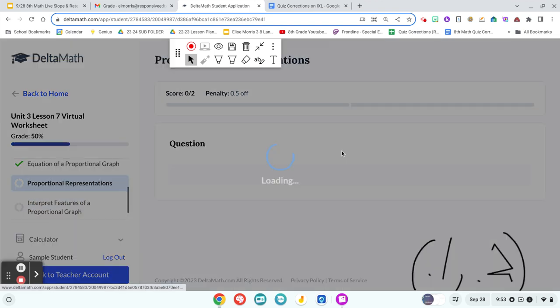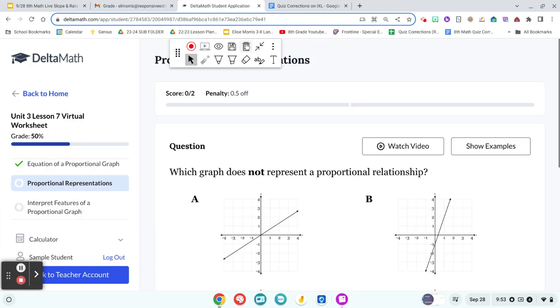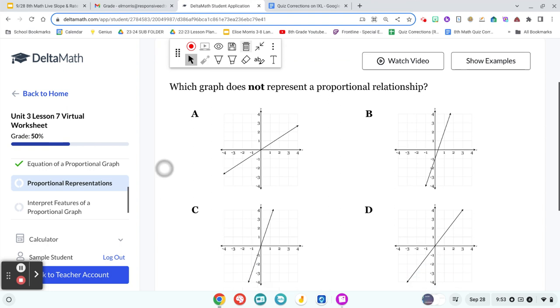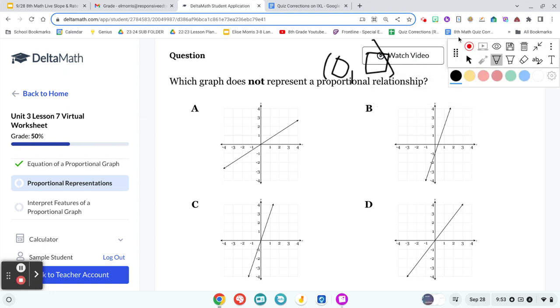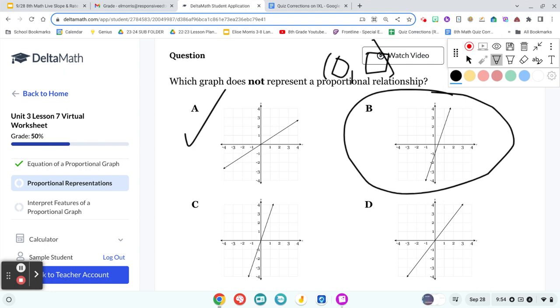Okay, proportional representations is the last section. Let's take a look. Which does not represent proportional? Okay, proportional means that the line goes through 0, 0. So we are looking for not proportional. Look, A is proportional. It goes through 0, 0. B does not. C goes through 0, 0. It's proportional. D goes through 0, 0. It's proportional. So the non-proportional relationship is B.